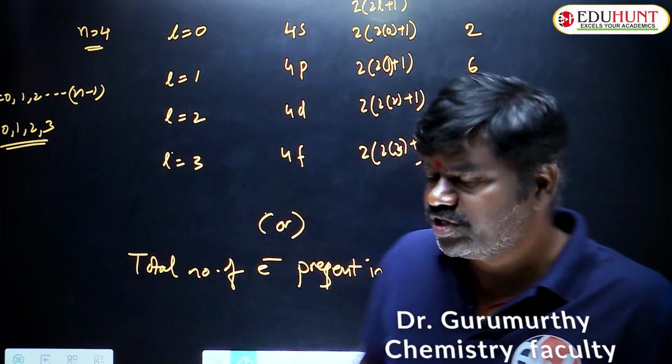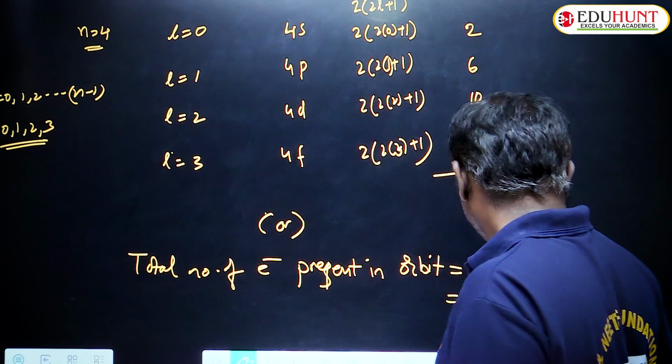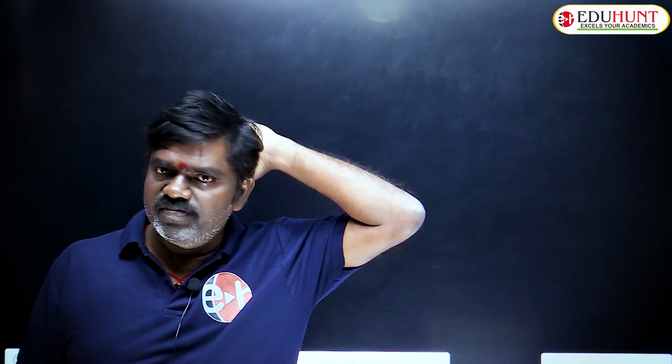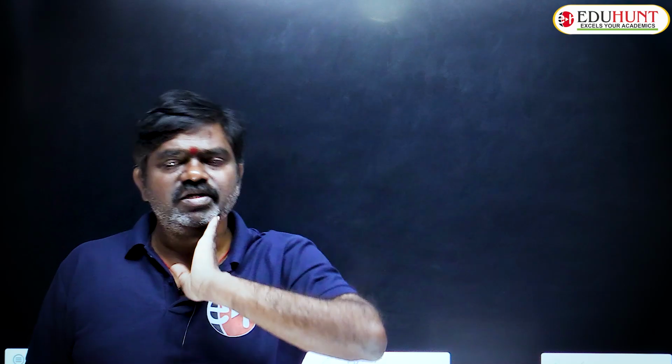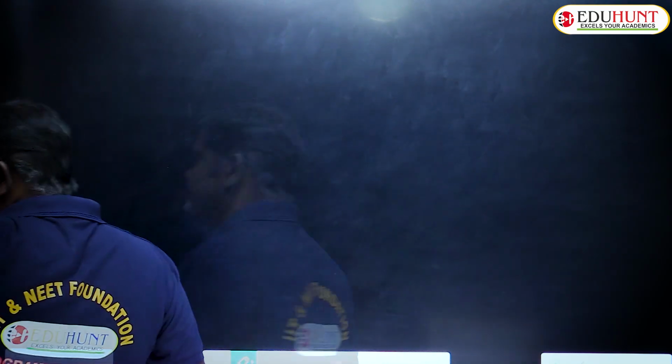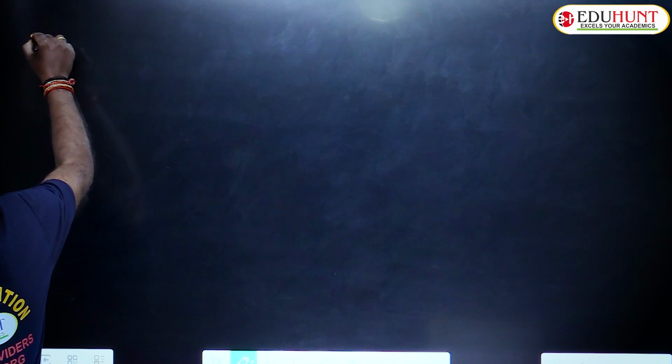Today I will discuss the magnetic quantum number. This is the new quantum number. Already, in the last two classes, I explained the principal quantum number and the azimuthal quantum number. Now today I will explain the magnetic quantum number.